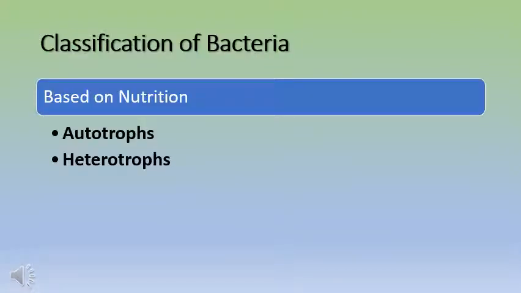Another classification is based on nutrition. Bacteria commonly get their food from hosts. Common bacteria are not autotrophic. They are heterotrophs. In the human body, many pathogenic bacteria are heterotrophs. Some bacteria, present in green environments or in water, like cyanobacteria, are unicellular organisms, but they can produce their own food. They are autotrophs. So based on nutrition, we can classify bacteria into autotrophs and heterotrophs, and human pathogenic bacteria are commonly heterotrophs.